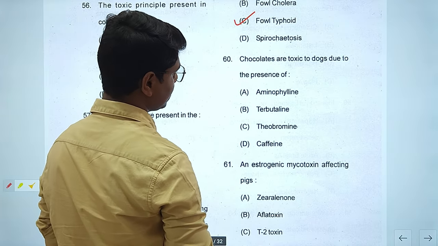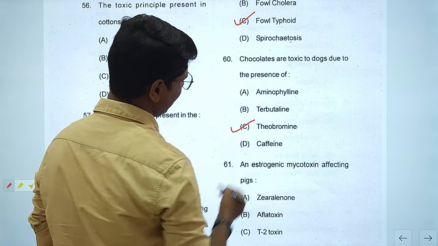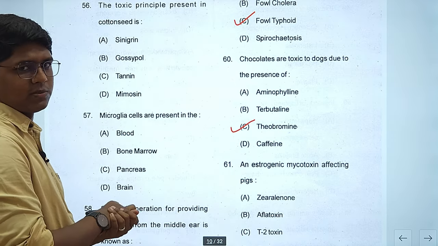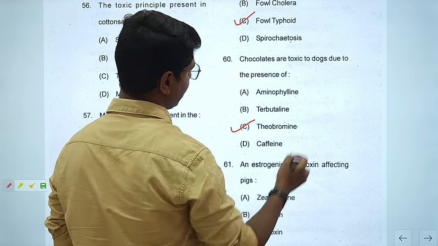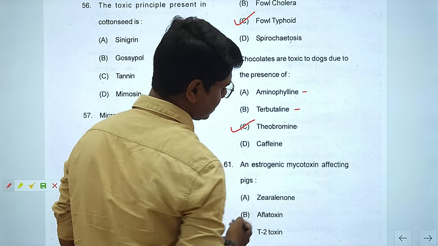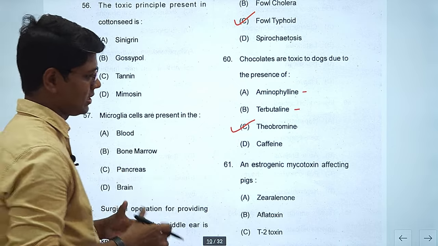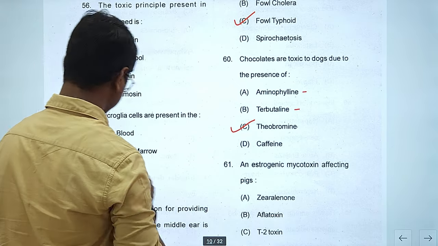Chocolates are toxic to dogs due to presence of theobromine. I have made a video regarding the toxic principle in food, which food you should not give to your dog or cat. Aminophylline is a bronchodilator, terbutaline is tocolytic, a uterine muscle relaxant. Okay, caffeine, you know this one.